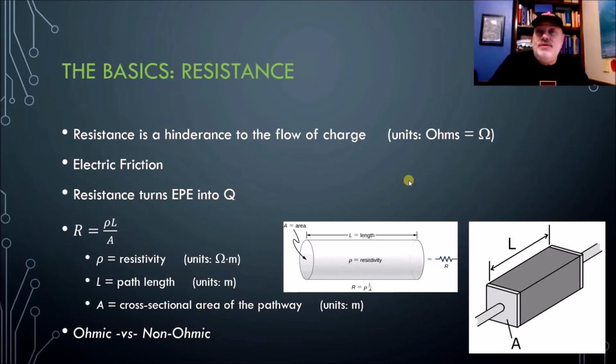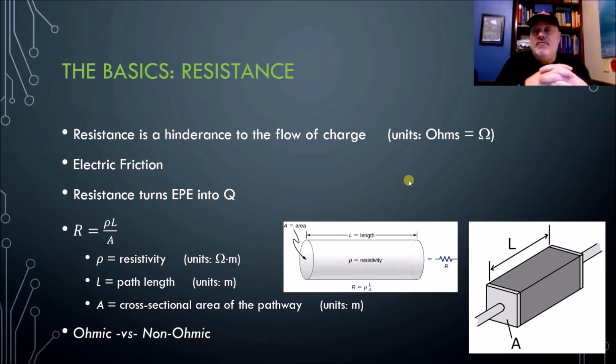All right, resistance. Resistance is like electric friction. It's a hindrance to the flow. It's measured in ohms. And resistance turns this electric potential energy into heat. So when the volts decrease by going through a device, if it's a resistor, it will turn that electric potential energy into heat energy.